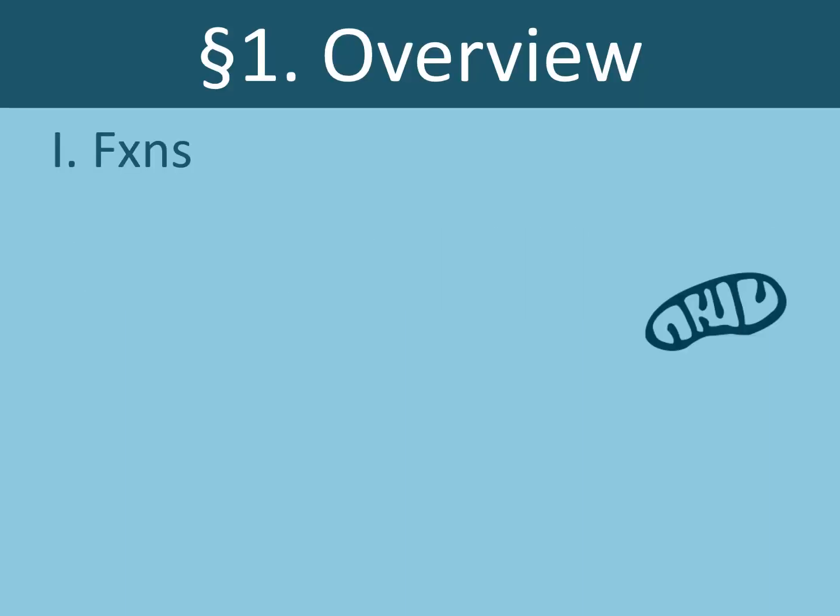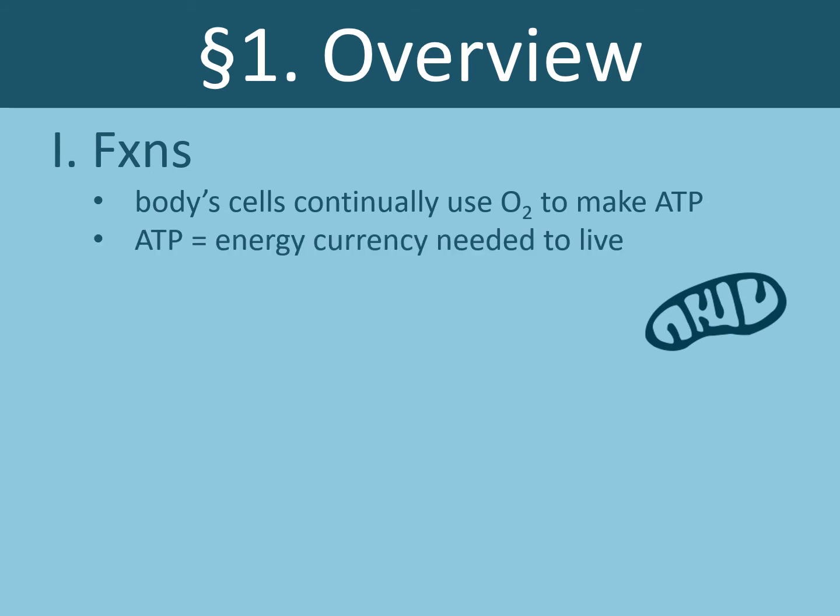First, let's discuss the functions of the respiratory system. Our body cells need a continuous supply of oxygen in order to make ATP. Recall that ATP is the energy currency of the cell and is absolutely vital for powering the life-sustaining processes within our cells. Do you remember which organelle is responsible for making ATP? In the process of making ATP, carbon dioxide is produced as a waste.